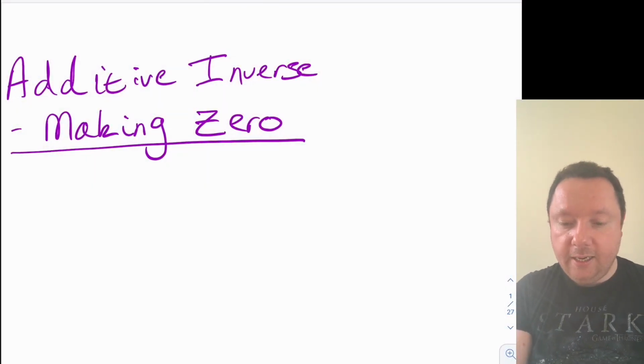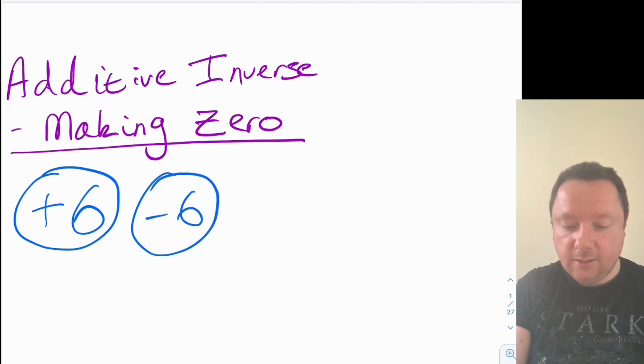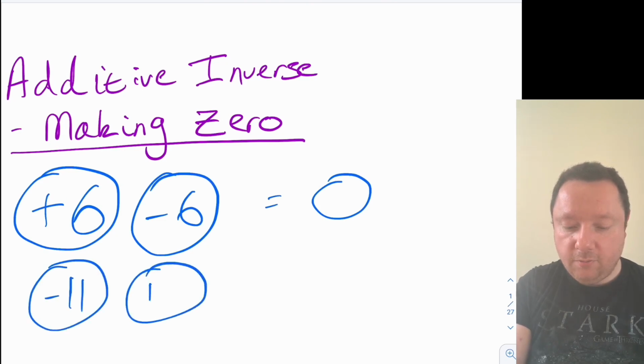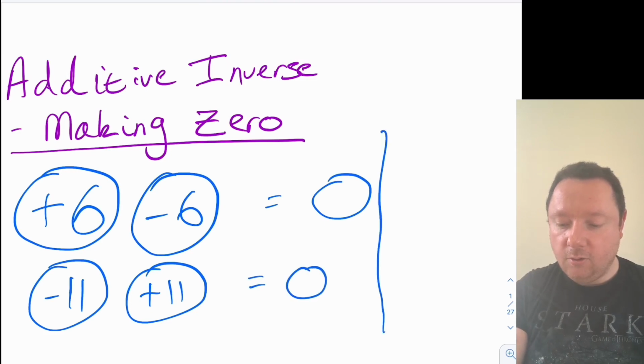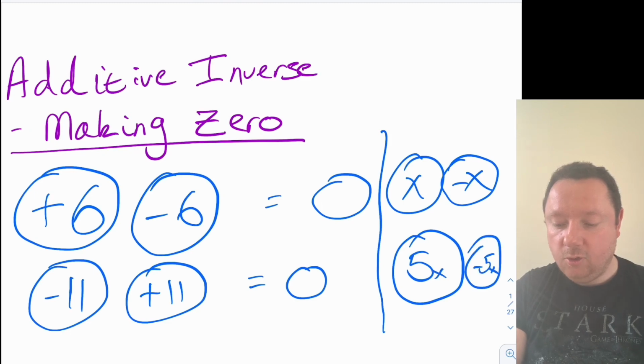So in other words, taking any number, let's say plus 6, if I want to make 0, I would need a negative 6, and that would give me 0. Or if I had a negative 11, if I wanted to make 0, I would have plus 11, that would make 0. And similarly, with algebraic expressions, if I had any expression x, the opposite of x would be negative x to make 0, or any expression, say 5x, the opposite of that would be negative 5x, which would also make 0.